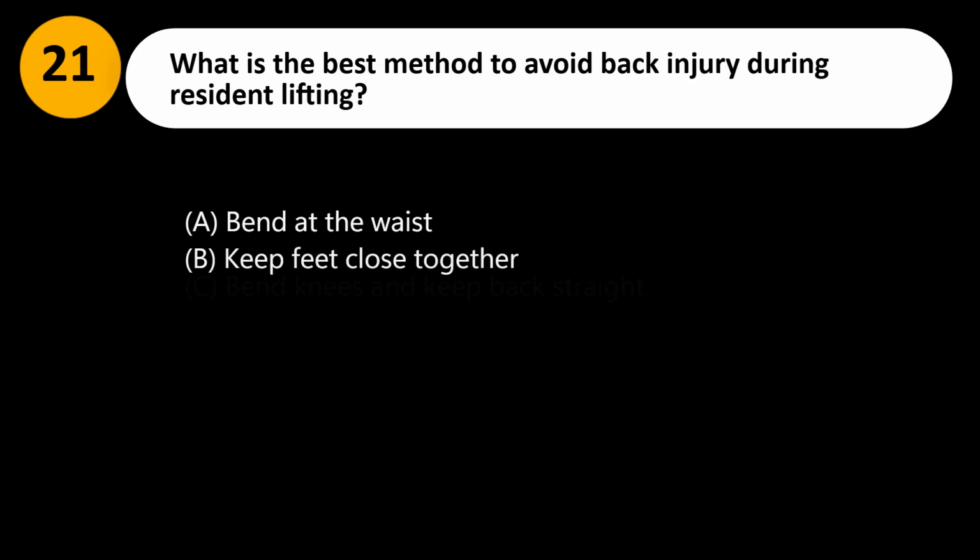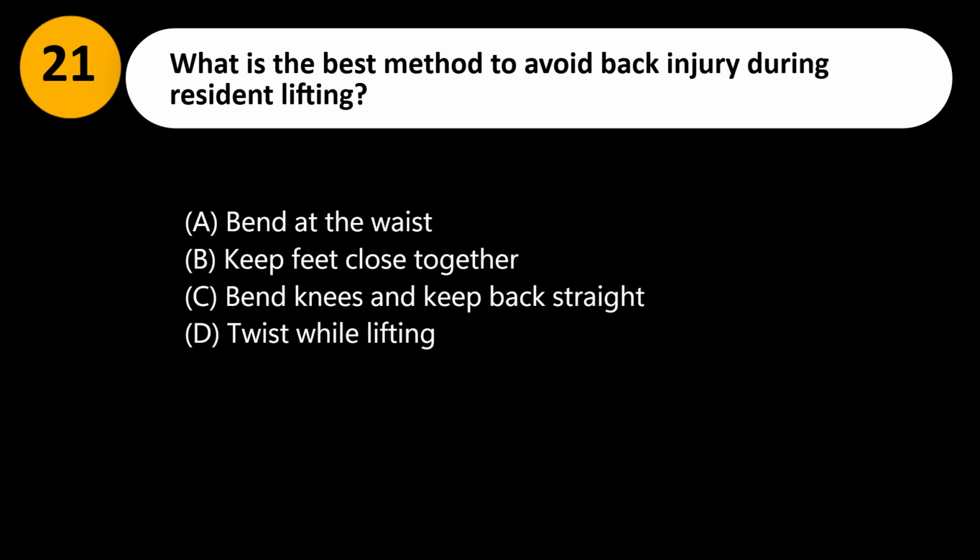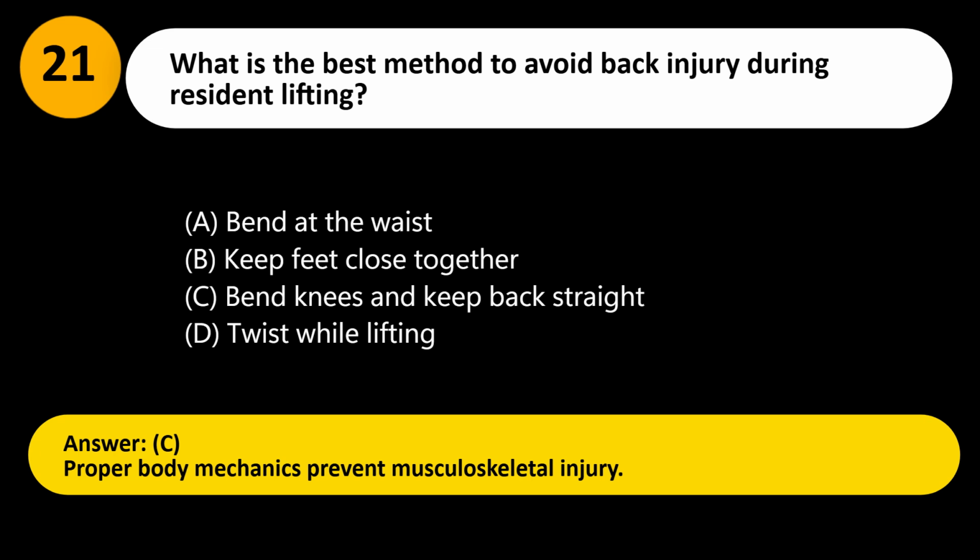What is the best method to avoid back injury during resident lifting? A. Bend at the waist. B. Keep feet close together. C. Bend knees and keep back straight. D. Twist while lifting. Answer, C. Proper body mechanics prevent musculoskeletal injury.